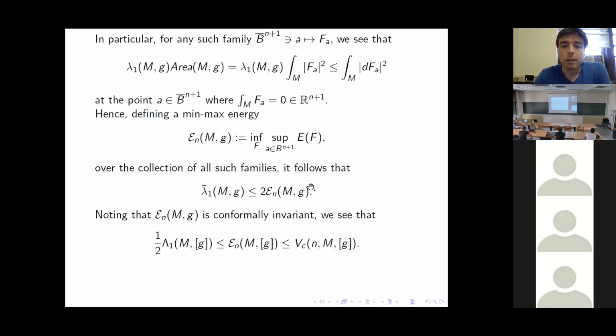And moreover, since the Dirichlet energy is conformally invariant, it's clear these min-max energies are also conformally invariant. So we end up with this conformal invariant that sits in between half this normalized first eigenvalue and the conformal volume. So in particular, whenever we have equality in the Li-Yau inequality for the conformal volume and the first eigenvalue, then we'll have equality for this min-max energy as well. But in general, we just know that it's going to sit somewhere in between.